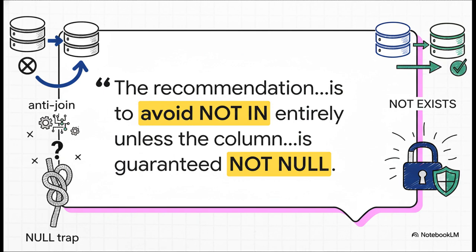So the big takeaway from the experts is this. For code that you can actually trust in production, you really should just stop using NOT IN for these kinds of anti-joins. The professional, safe, and reliable way to do it is with NOT EXISTS. It gets the same job done, but without that hidden null trap.